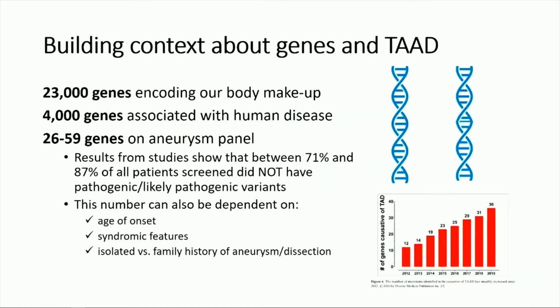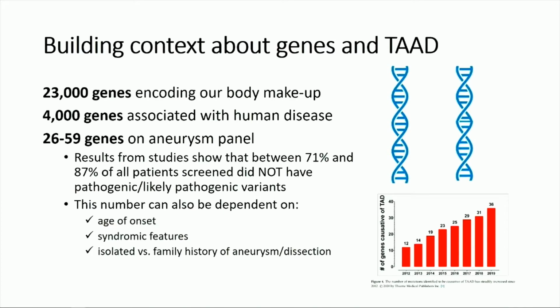So just some context about genes and thoracic aortic disease. We have about 23,000 pairs of genes. We only know about a third of what they do, or how they're associated with human disease. So as of 2021, we just don't have incredible knowledge of what two-thirds of our genetic information does and how it impacts human disease. And when we're thinking about aneurysm panels and we're down to this 30 to 50 gene panel, you can clearly tell that we have a lot to learn about genetic impact on aneurysm disease.